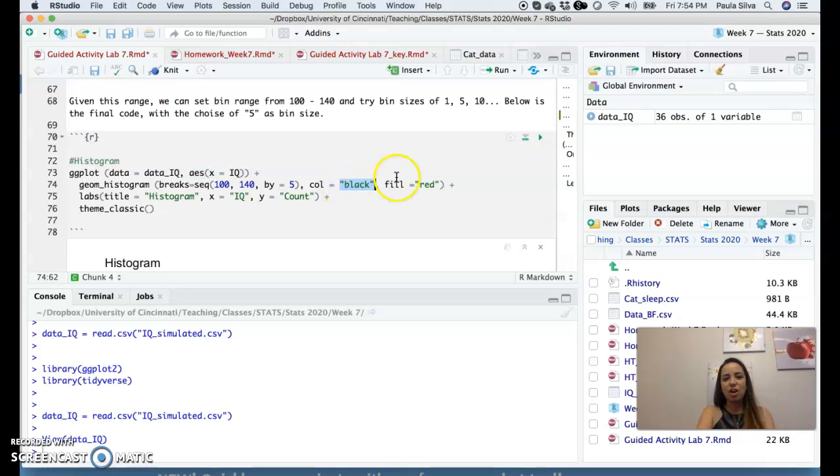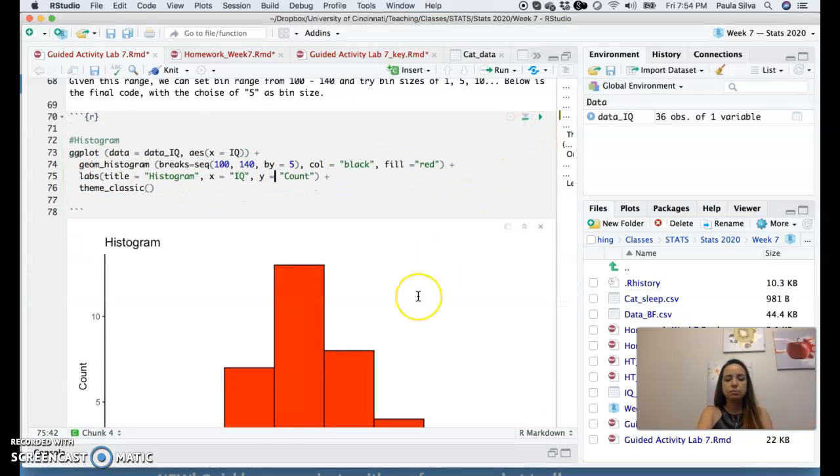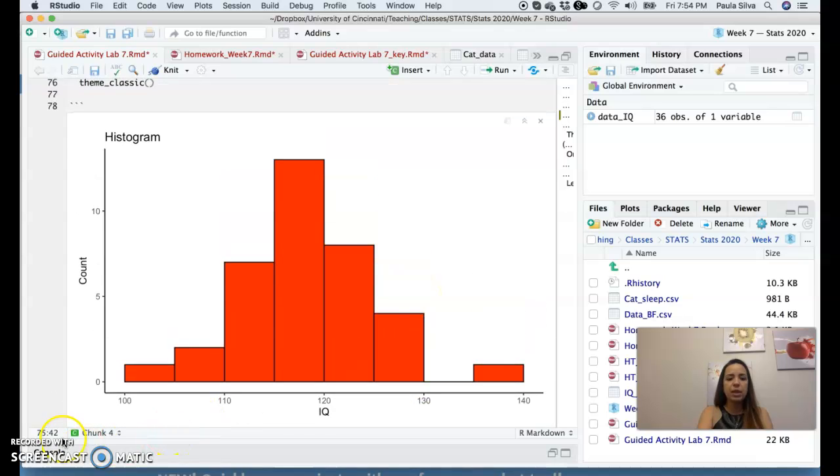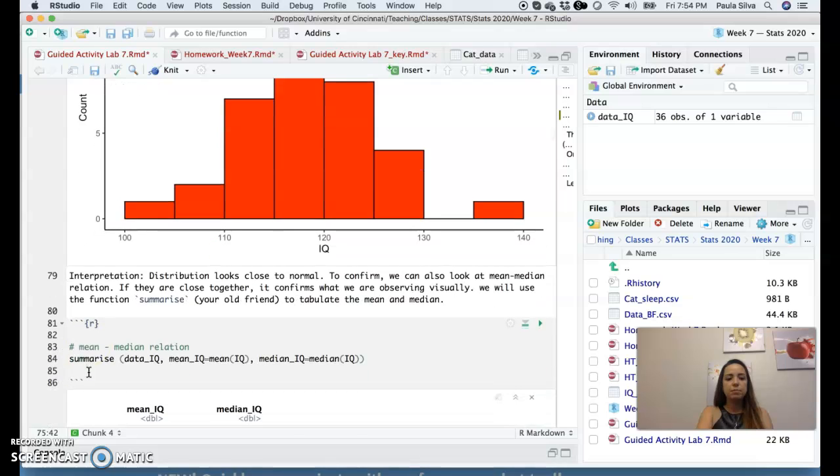This is the color of the columns, the fill. This is the title, and then the labels of the x-axis and y-axis, and I just asked for theme classic. And here we have the histogram. It looks like pretty symmetric and normally distributed data.